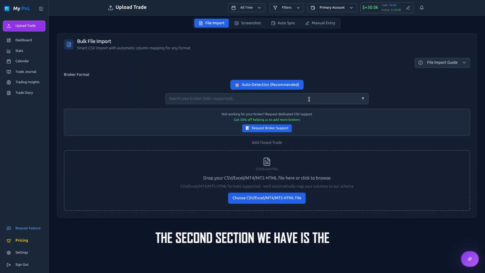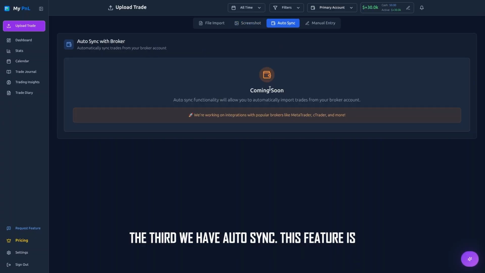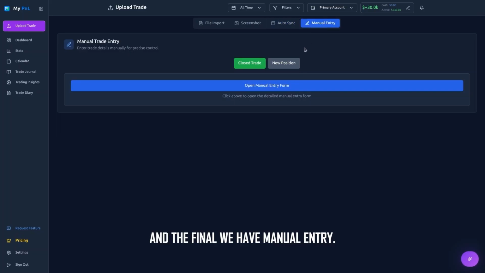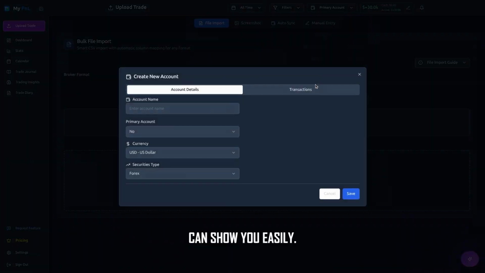The second section we have is the screenshot section, where you can upload screenshots directly from your trades. The third we have is auto sync. This feature is coming soon into the platform. And the final we have manual entry. So for now we are just going to import a CSV file, which is a random CSV file, and I'll just create a new account so that I can show you easily.